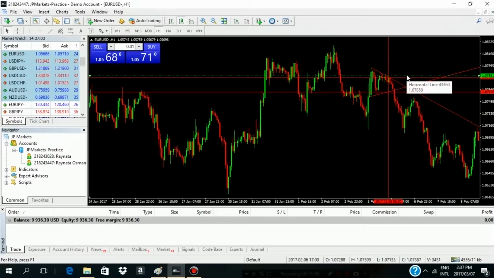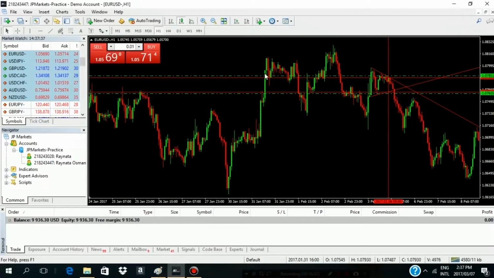So if we place our pending orders above, let's pretend that this is a pending order. If we place our pending order above this red line that we have just plotted, then we know that price has to break out of my triangle to get to my pending order. Again, if I place my pending order below this red line, I know that price has to break out of my triangle to trigger my pending order.